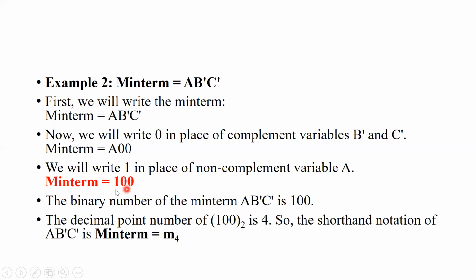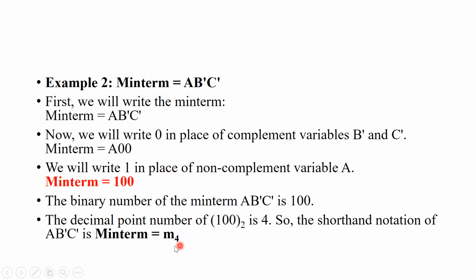Now, if I convert this binary number into decimal, this is 2 raised to 0, 2 raised to 1, 2 raised to 2. So that is 4. So the decimal of 100 in binary is 4. So the shorthand notation of A, B dash, C dash is m4. Only remember, since it is a min term, you are writing small m. Why I'm telling this? Because we have one more, the max term. For the max term, since it is big, we will use a capital letter.